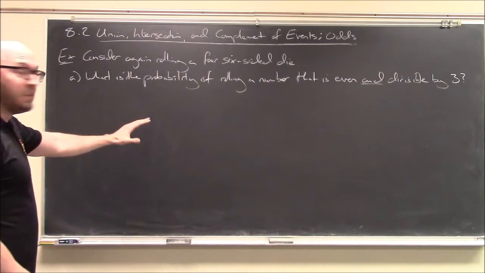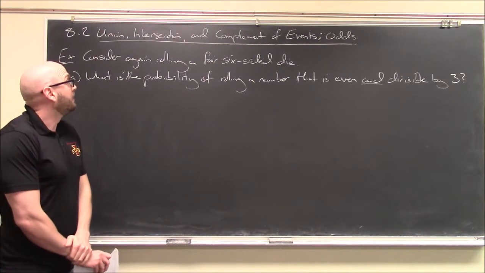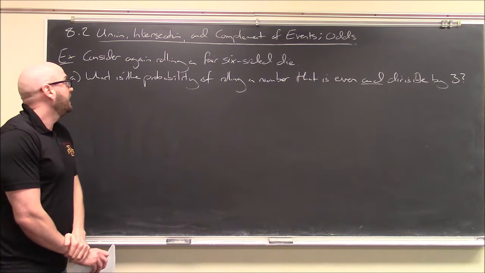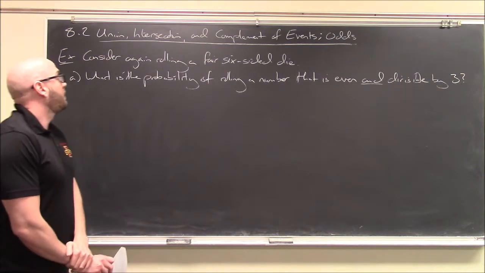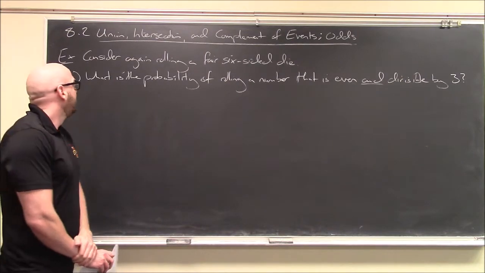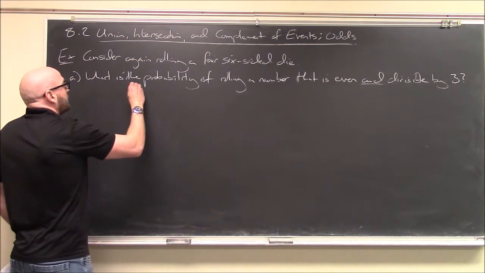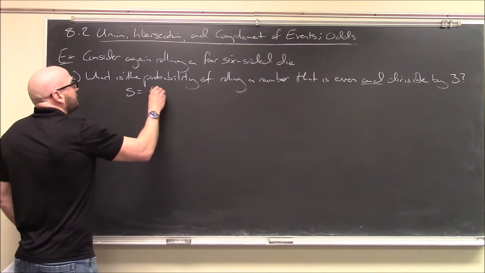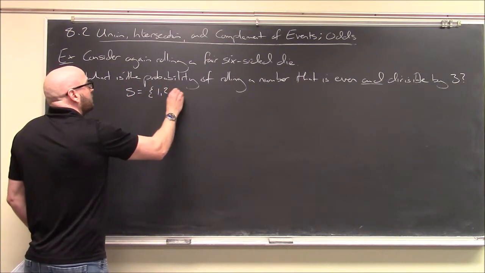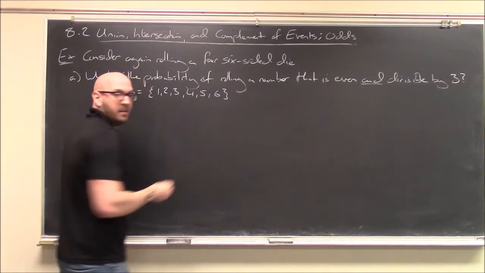So we'll jump straight into an example. We've got first example here. Consider again rolling a fair six-sided die. And the question is, what's the probability of rolling a number that is even and divisible by 3? And I'm going to be fairly formal here. So for starters, we've got our sample space. Sample space S is just all possible rolls of a six-sided die, 1, 2, 3, 4, 5, and 6.